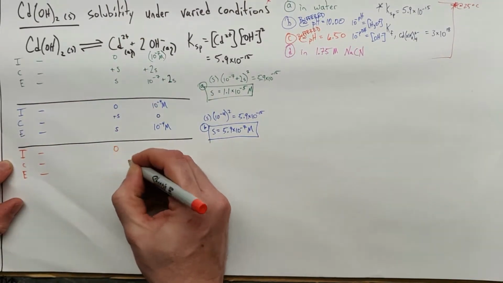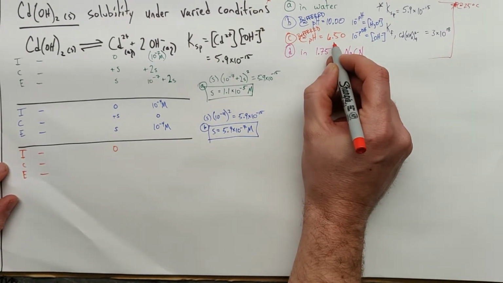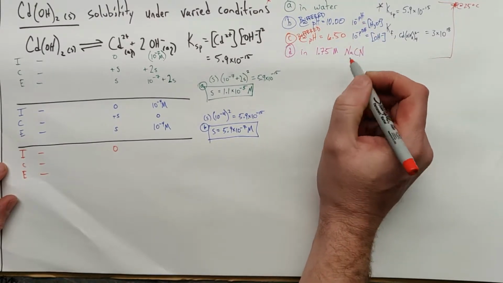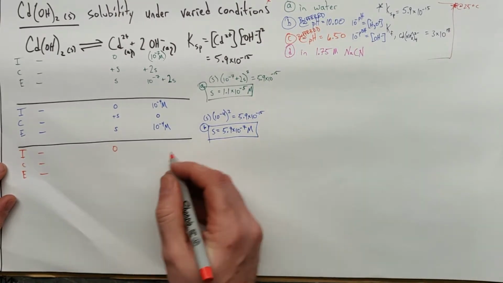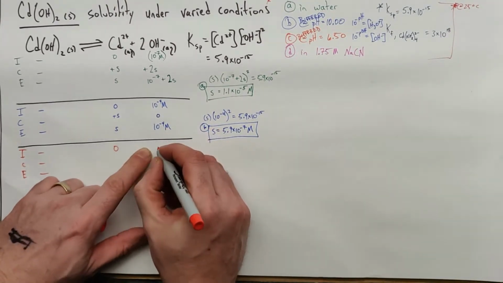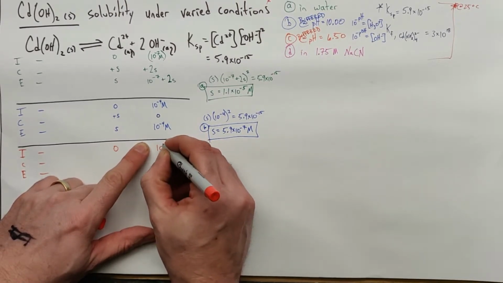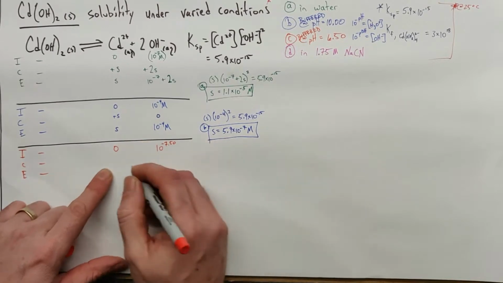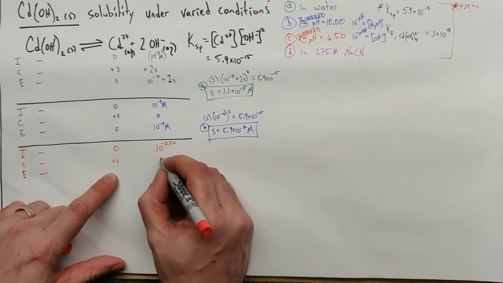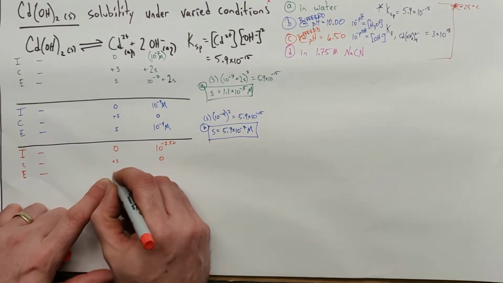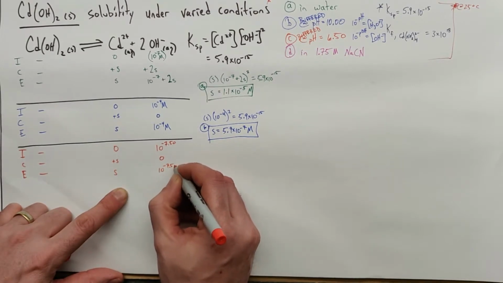We're again going to start with a 0 here, but our concentration of hydronium ions is 10 to the negative 6.50. So our concentration of hydroxide ions is 10 to the negative 7.50 at 25 degrees Celsius anyway. So this will be 10 to the negative 7.50. And our concentration is going to go up by S there. It is going to stay the same right there. And so our equilibrium amounts are going to be S and 10 to the minus 7.50.